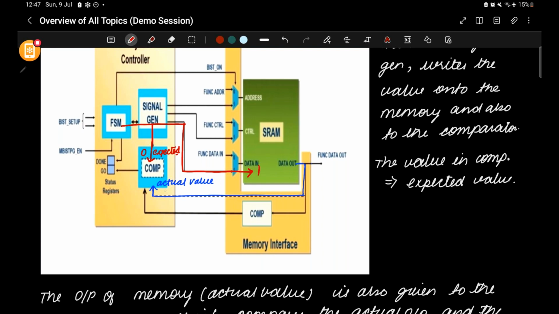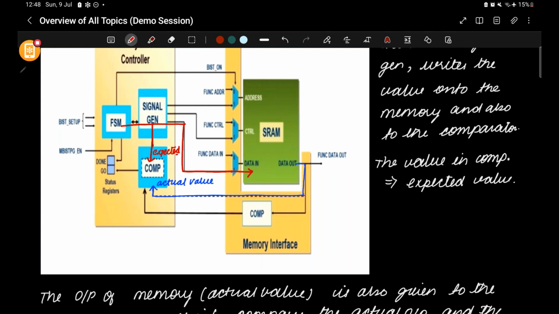Now this output of the memory will be read and compared in the comparator. The expected value is 0, but the output of the memory is 1, which means there is some fault in the memory. If there was no fault, then whatever value was written, the same value would come as output from the memory. When both are compared and are the same, there is no problem with the memory. So this is how the memory BIST testing will be done.